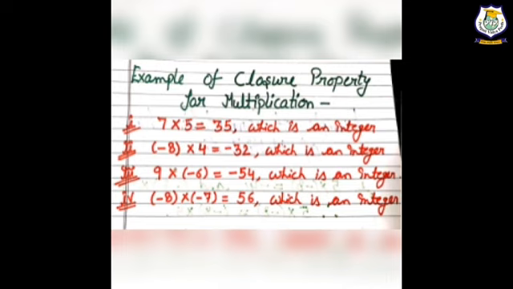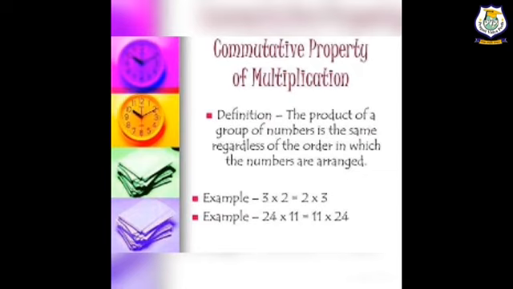Commutative property of multiplication. The product of a group of numbers is the same regardless of the order in which the numbers are arranged. Example, 3 into 2 is equal to 2 into 3, which means if we change the order of the integers, the result should be the same. Same as in the second example, 24 into 11 is equal to 11 into 24.